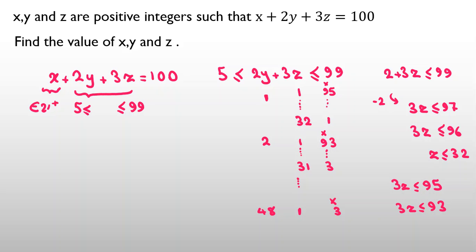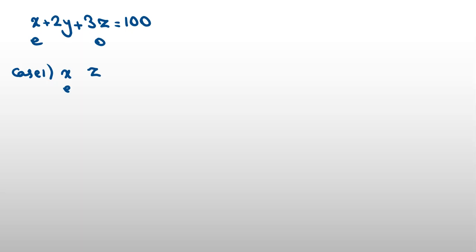Suppose that you want to find, for example, the general form. So here, let me write with other colors. x plus 2y plus 3z equals 100. Now, I say x and z should be both even numbers, and one other case, both odd. Case 1: x and z, both of them are even. If one of them is even and one of them is odd, then the sum will be odd, but 100 is even.